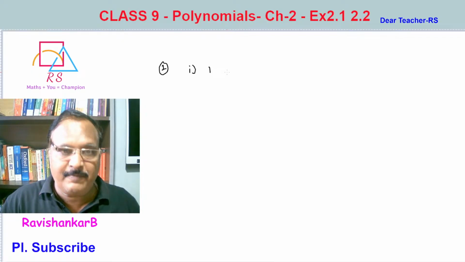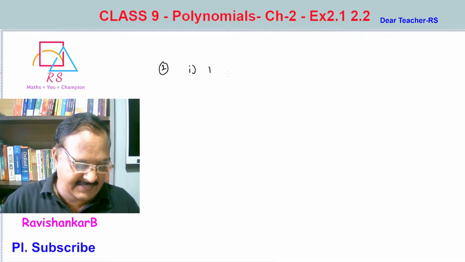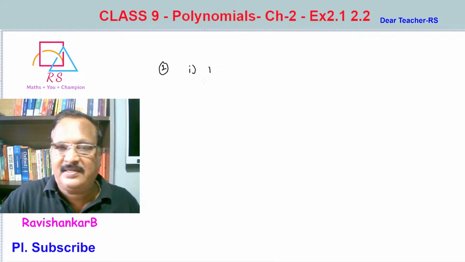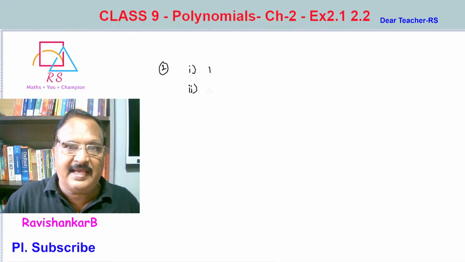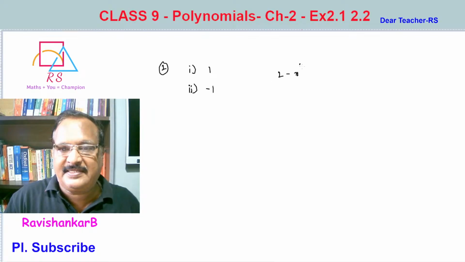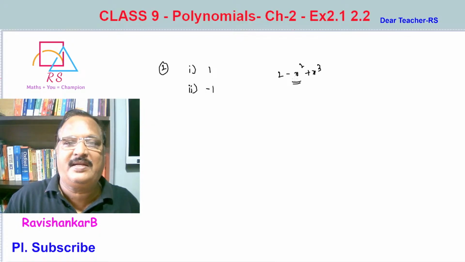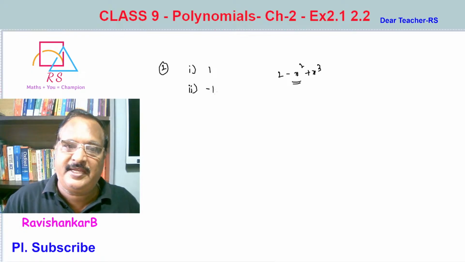Second one: 2 minus x square plus x cube. So it is minus 1. And in the next one, 2 minus x square plus x cube, the x square coefficient is... nothing is written, that means 1. When there is no number before the variable, you should always keep 1.